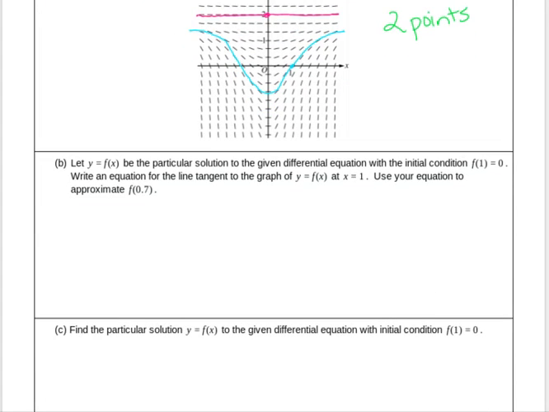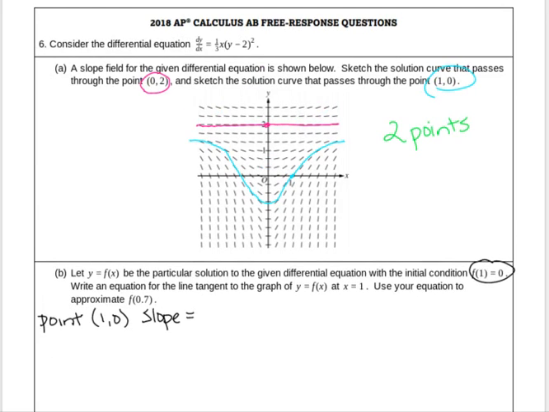All right, part B. We've got this initial condition, and we are asked to write an equation for the tangent line and use it to approximate f(0.7). Remember, in order to write the equation of a tangent line, we need a point, which in this case we were given, (1, 0), and we need a slope. The slope of the tangent line is the derivative at that point. Well, we were given this differential equation right here.